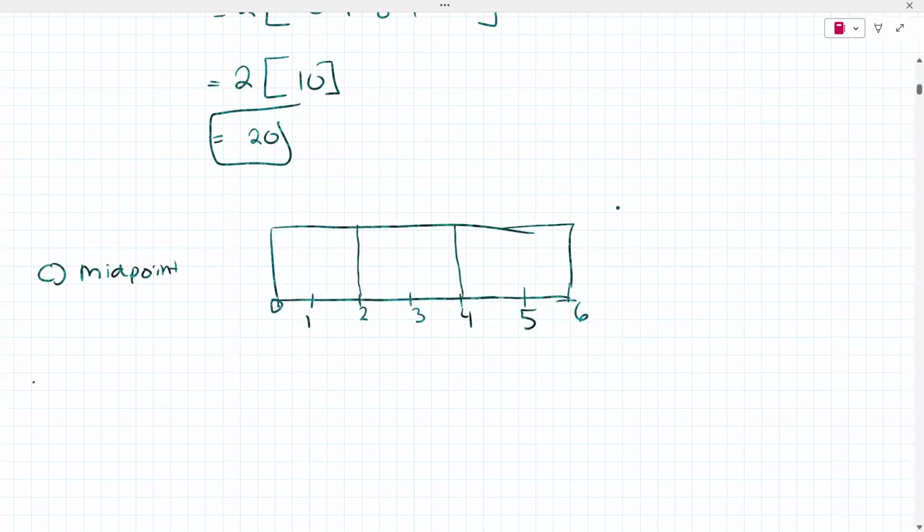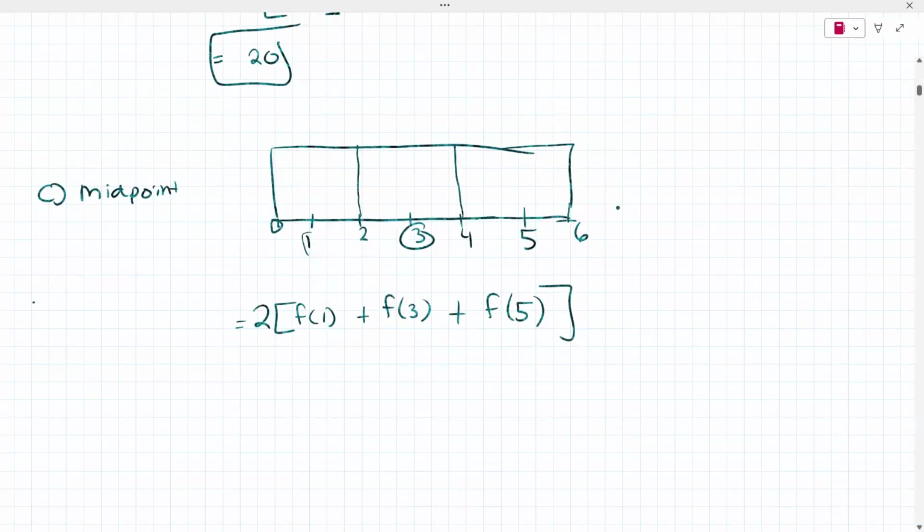Okay, so that's going to be delta x, which is 2. And then we're going to find f of 1 plus f of 3 plus f of 5. Okay, and put it all together.